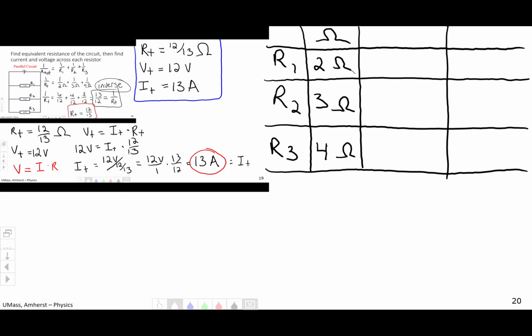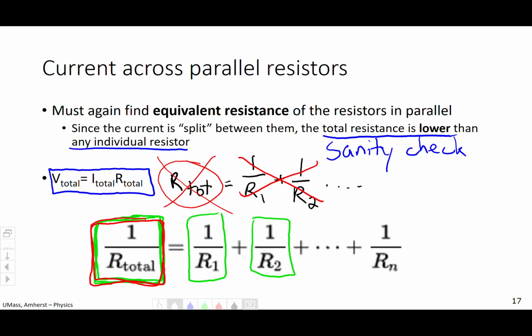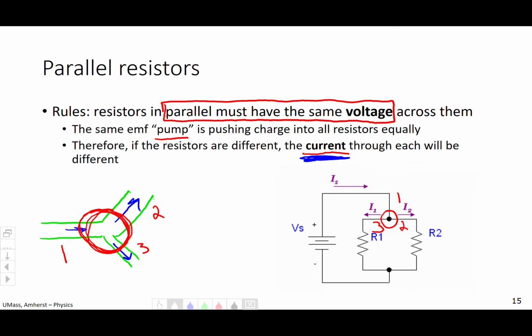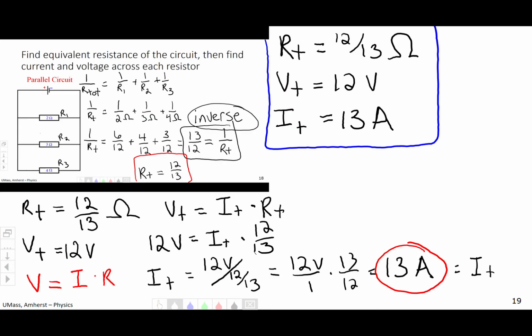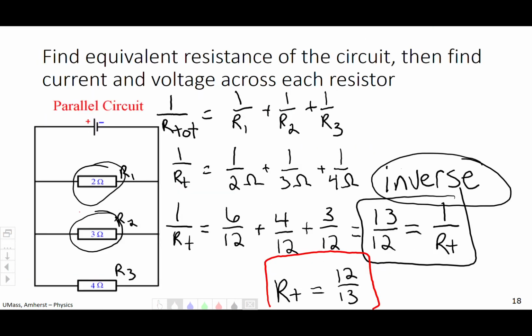All right. Let's say we want the current and we also want the voltage drop. So what is the key to this piece here? The key to this is resistors in parallel must have the same voltage drop. That means that for all 3 of these resistors, they have the same potential difference across each of them.